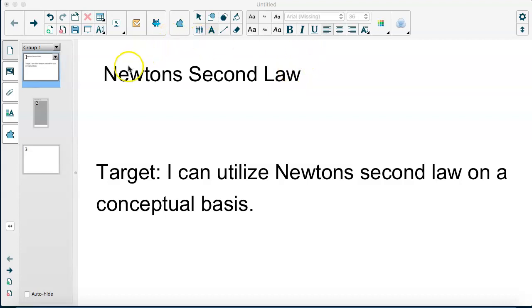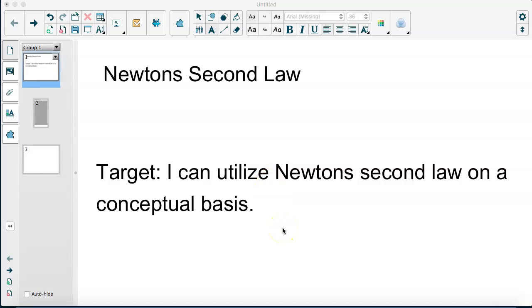Today we are going to be learning about Newton's second law. On Wednesday in class, we learned about Newton's first law. An object in motion stays in motion, and an object at rest stays at rest, unless acted on by another force. But today we're going to be learning about Newton's second law.